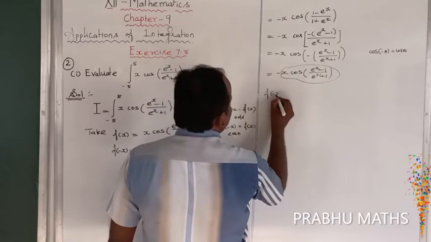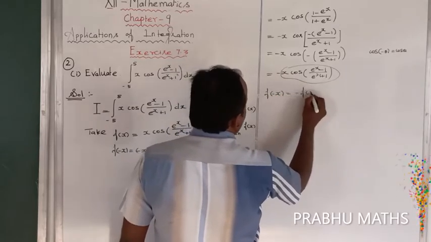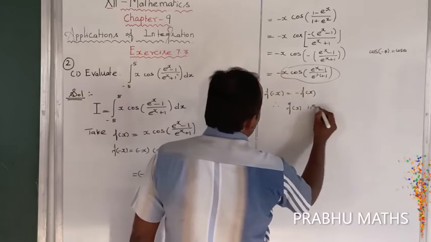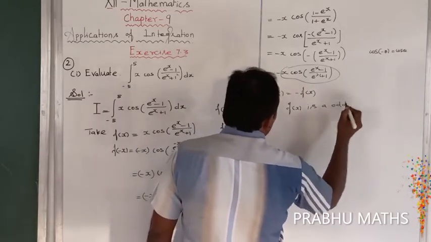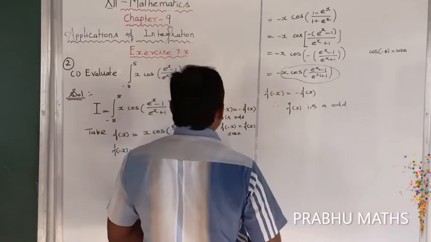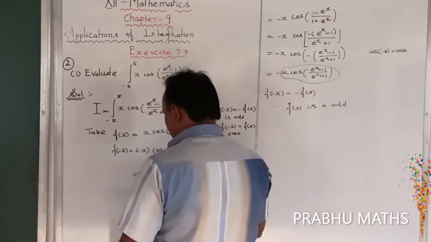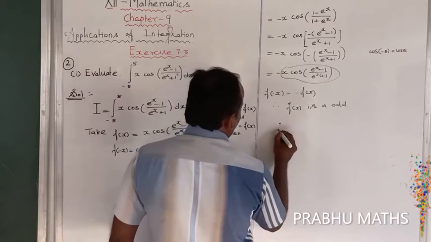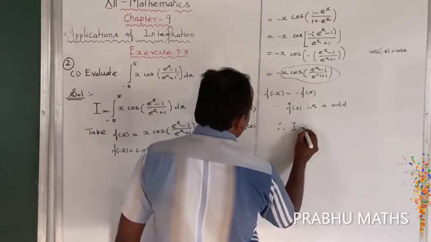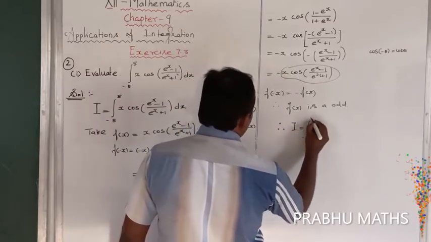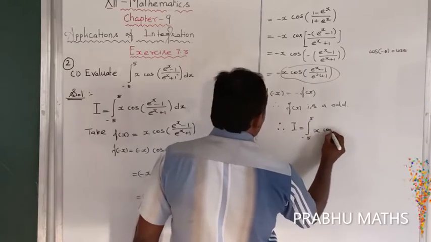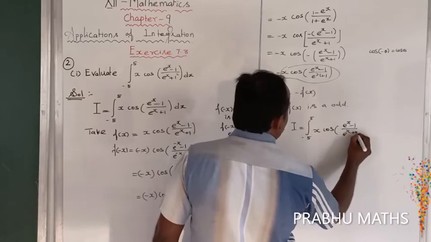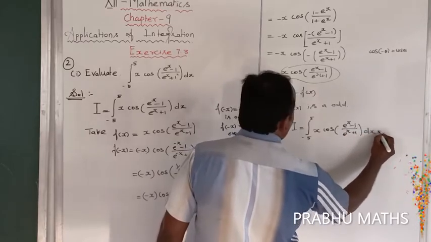Now f of minus x is equal to minus f of x. Therefore f of x is an odd function. Since it is an odd function, the given integration is going to 0. So therefore I, which is equal to the integral from minus 5 to plus 5 of x into cos of (e power x minus 1) divided by (e power x plus 1) dx, is equal to 0. We get the solution.